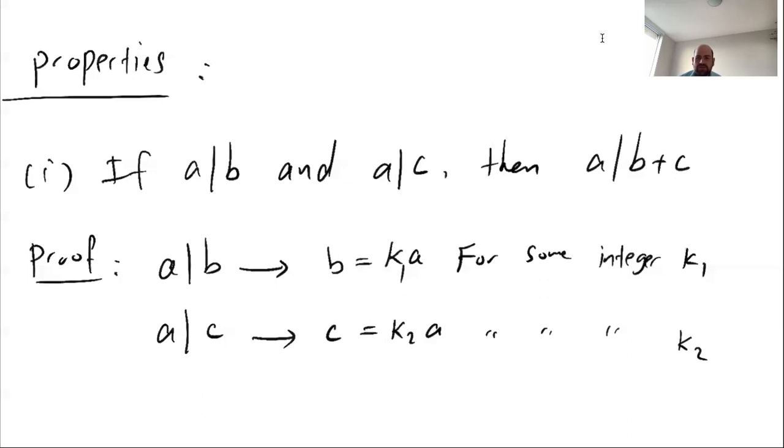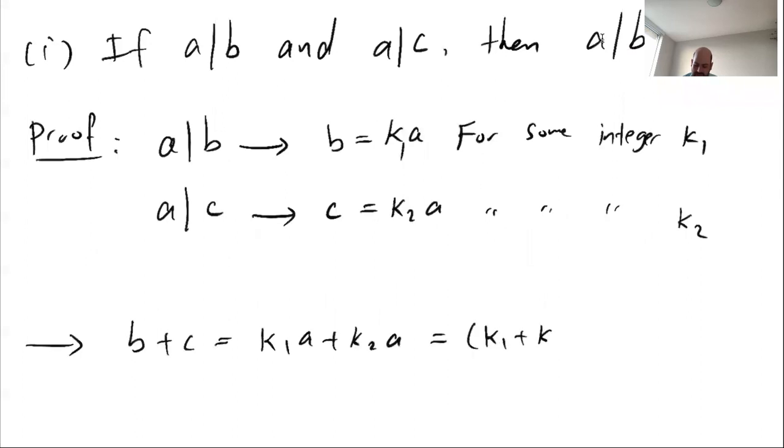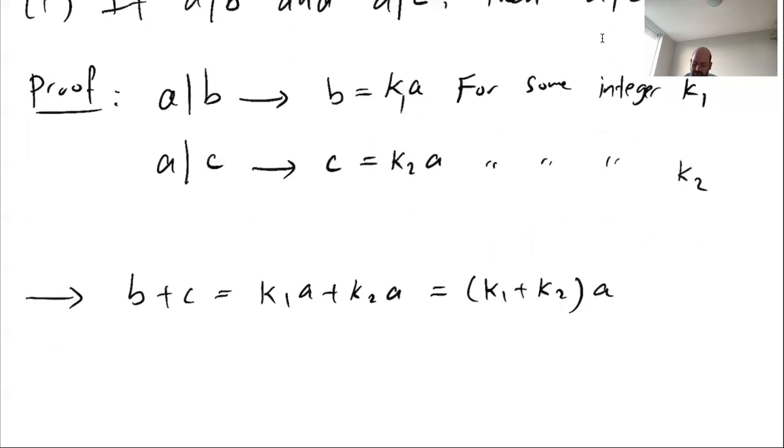So I can at least try to make B plus C appear, which is very easy to do, right? Because I have B equals K1A, C equals K2A, and I need B plus C to appear. Well, I can just simply add these two equations. And what do I get? Then I get B plus C equals K1A plus K2A. And that can be written as K1 plus K2 times A, if I take A out, right?